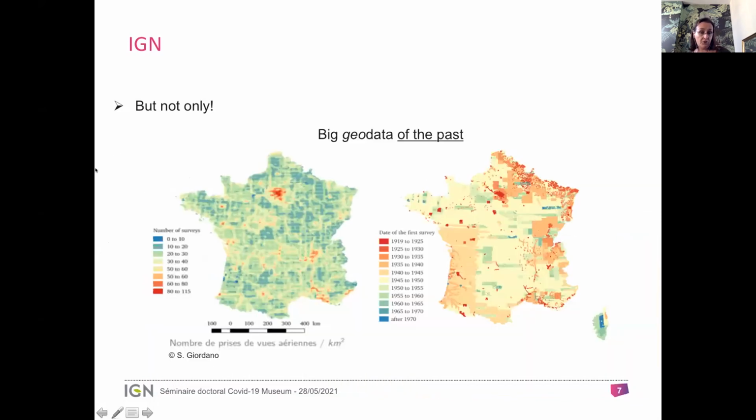It's not all, because we deal also with past information. Here I have some statistics about what I call the big geodata of the past, in reference to Time Machine. Here you have a survey. You can see the number of surveys that were done in France, and some of them began at the beginning of the last century up to now, where the information is digital, more digital born, of course. But we have a lot of multimodal, multi-date information at our disposal.